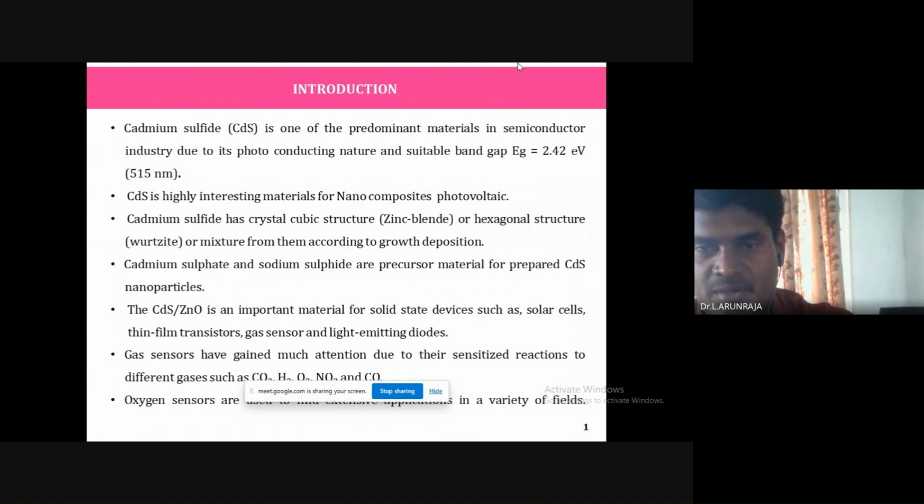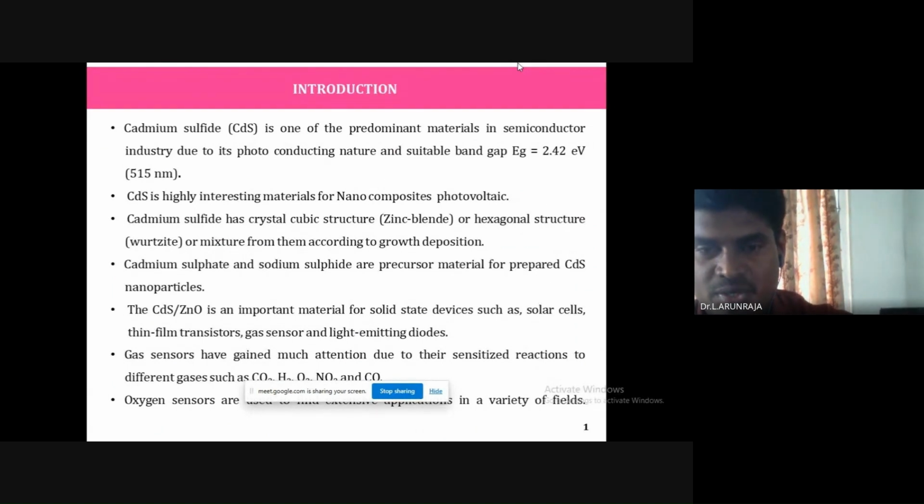Cadmium sulfide is one of the predominant materials in semiconductors. The band gap is approximately 2.42 electron volt, approximately 515 nanometer. It is a highly interesting material for nanocomposite photovoltaics. Cadmium sulfide has a cubic or hexagonal crystal structure. Cadmium sulfide and sodium sulfide are both precursor materials for my research, because most researchers used cadmium nitrate, cadmium chloride, and thiourea. Only a few researchers used cadmium sulfide and sodium sulfide as the precursor material. That's why I have used this.